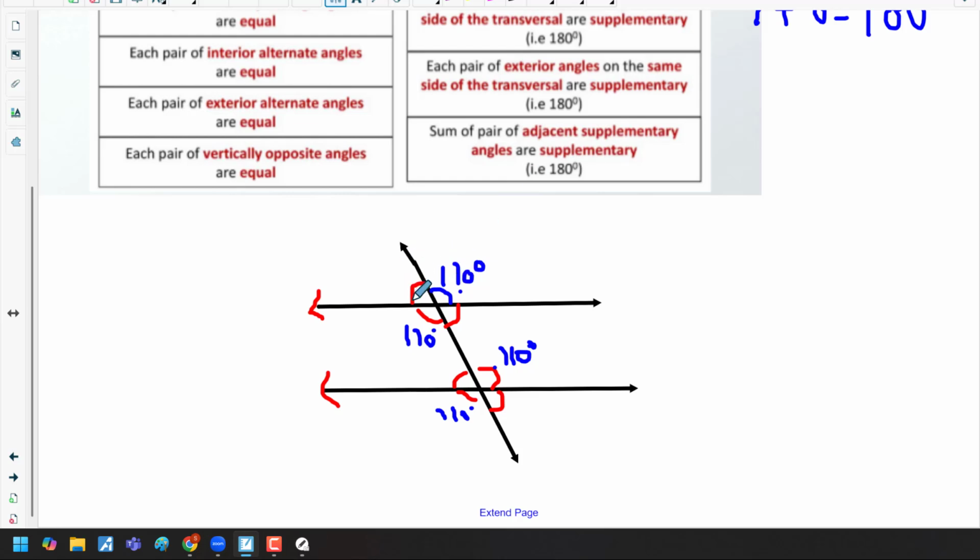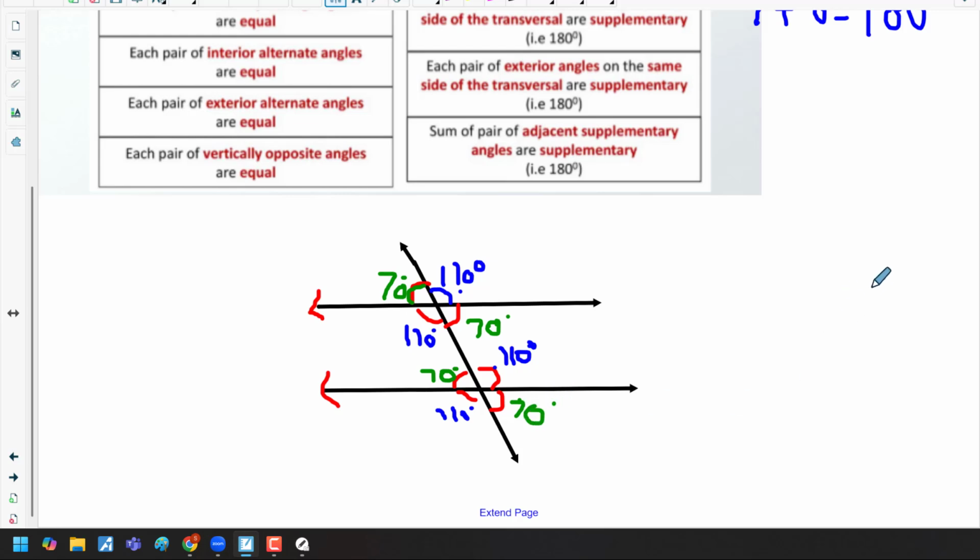Now, I know that this angle here in green and the 110, if I add them together, it's going to equal 180. So if I do 180 minus 110, I'm going to get 70 degrees here. So if that's 70 degrees, this is also 70 degrees. And that makes sense here because 70 plus 110 is also 180. I know this has to be 70. I know this has to be 70.